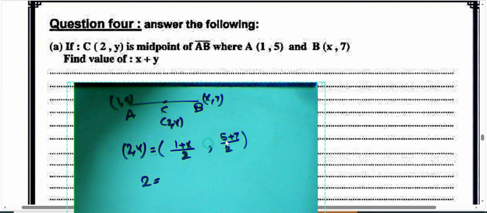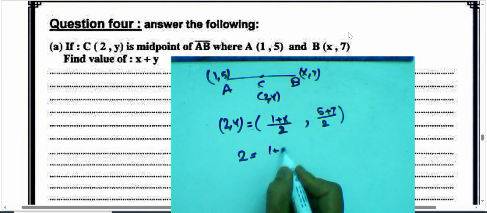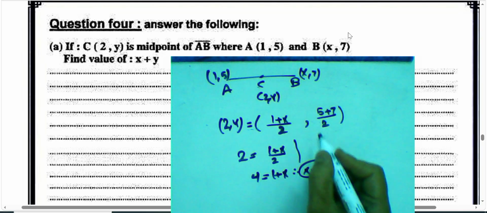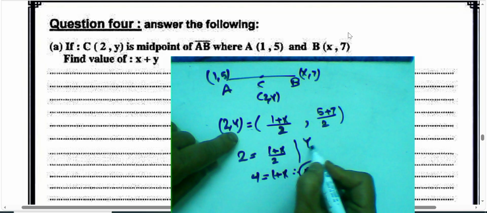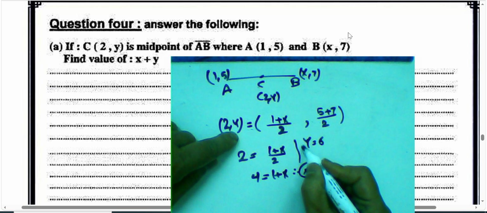Then 2 equal 1 plus x over 2. 2 times 2 is 4, 4 equal 1 plus x. Then the value of x equal 3, and we have here y equivalent to 5 plus 7 divided by 2. 5 plus 7 is 12, divided by 2 equals 6.